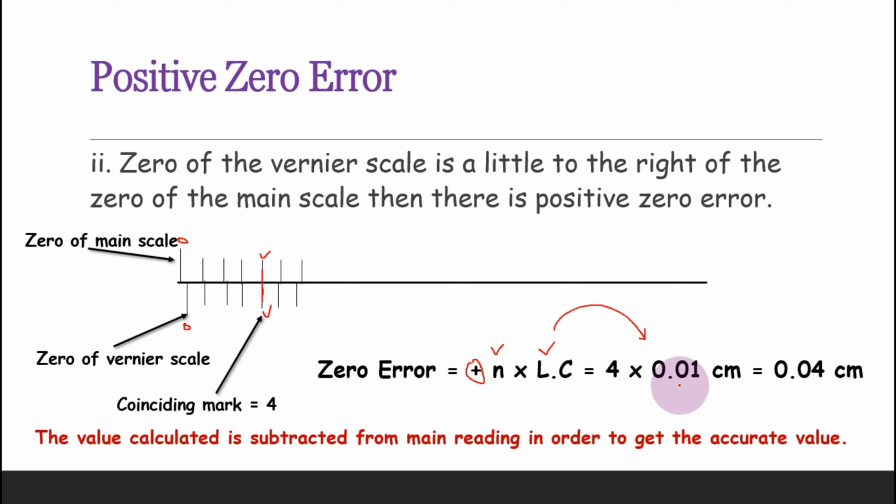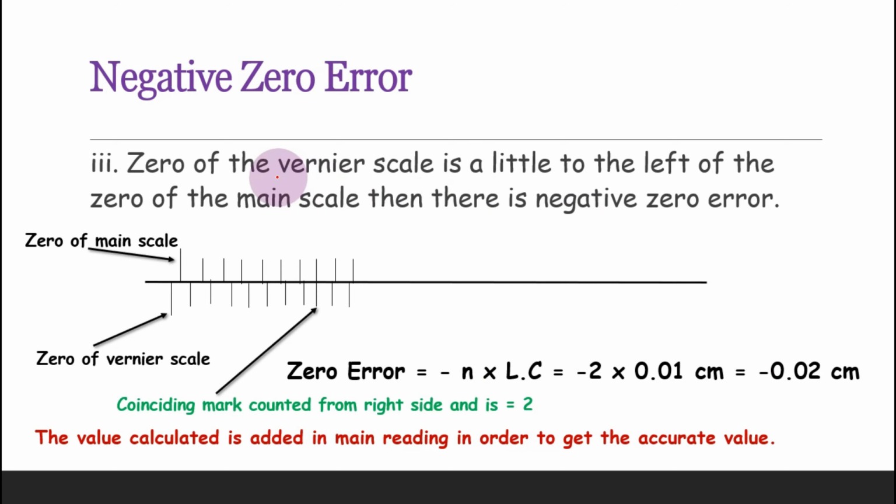4 multiplied by the least count gives you 0.04 centimeter, which is the positive zero error. It means that when we measure length with this vernier caliper, there is a fault of 0.04 centimeter, which is an extra length, and this should be subtracted from the final reading or from the final length in the end. When you subtract it in the end, you will get an accurate answer.